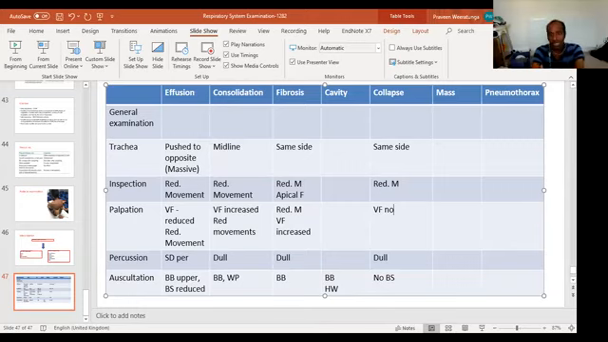I have shown you the physical signs of a full lung collapse, or easier to think of it as a pneumonectomy, as if the whole lung has been removed. Now I need you to work out for homework what happens if a single lobe collapses or a segment of the lung collapses. So this is called a lobar or segmental collapse. Find out what the physical signs of that are.